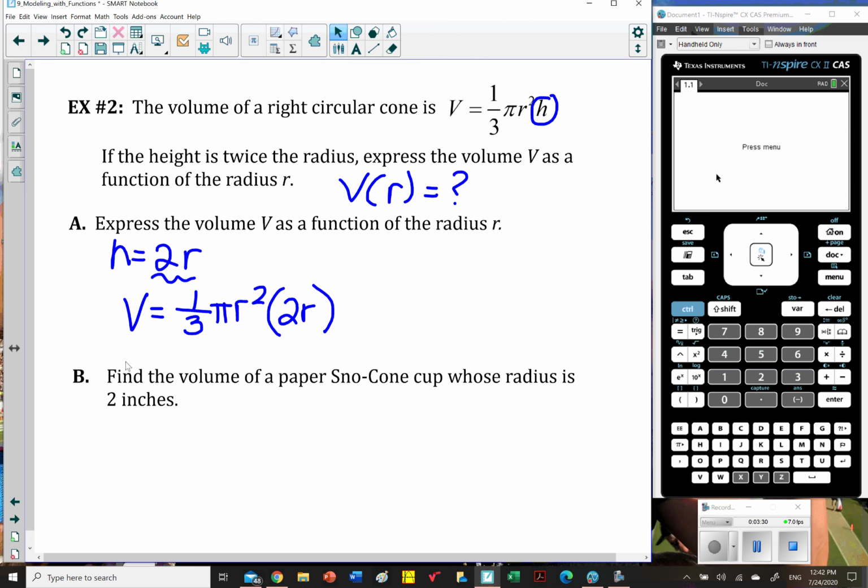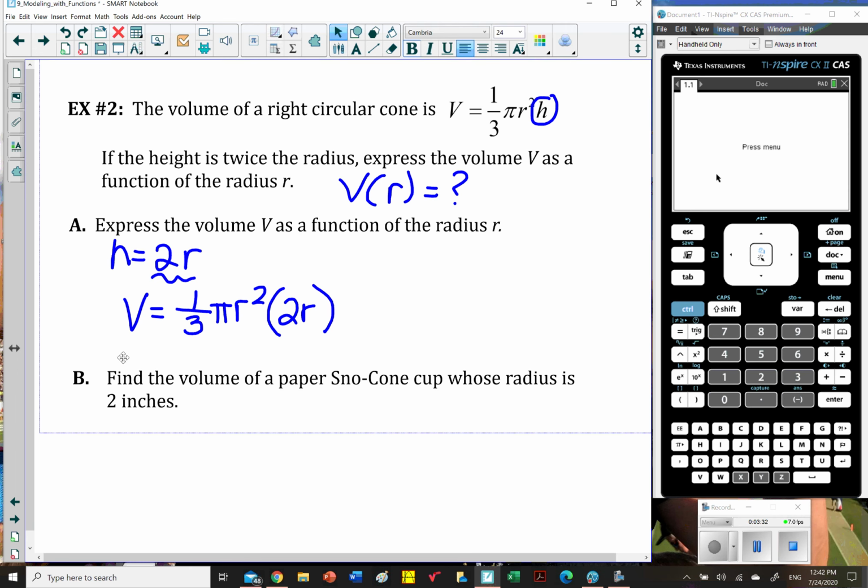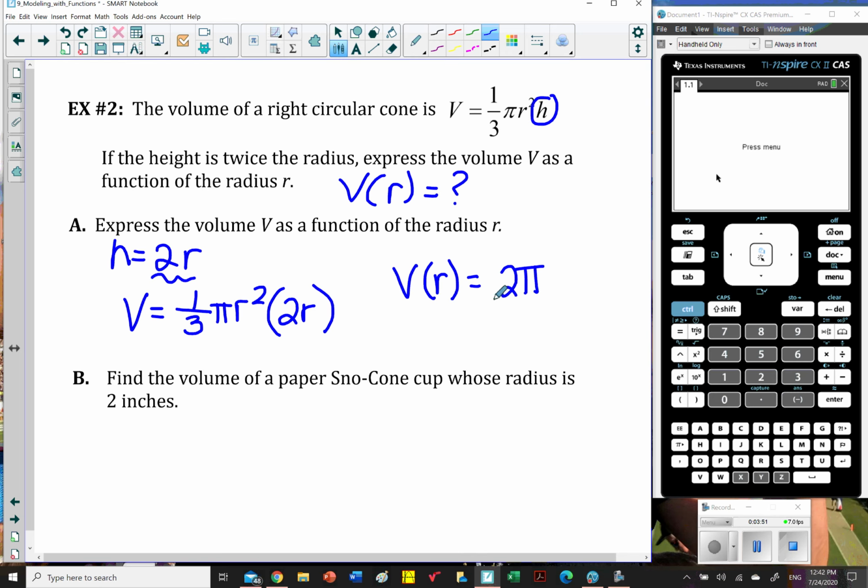I don't have extra space here, so we'll just write it out to the side. The volume in terms of radius is, I'm going to multiply this, pi r squared times the 2, and times the r would give us 2 pi over 3 r cubed. A formula for volume in terms of radius.